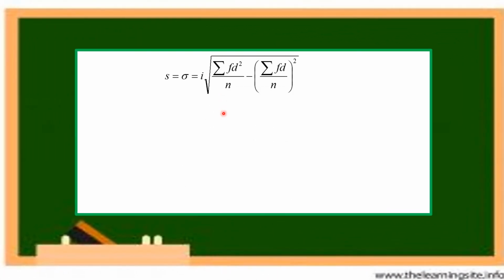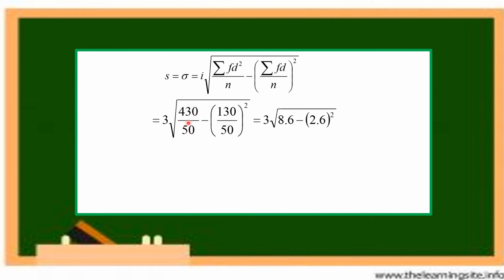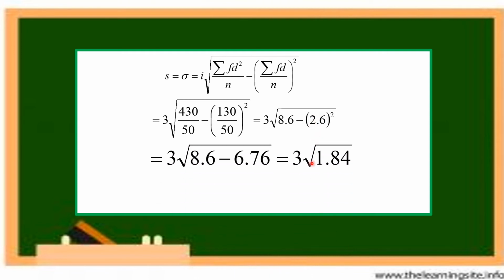So we have the formula. We substitute the given in the formula. First, we divide 430 by 50. The answer is 8 6/10. Then we divide 130 by 50. That is 2 6/10. Then we apply PEMDAS. We'll find the value of the number with exponent. So 2 6/10 squared is 6 76/100. Then we will use subtraction. The answer is 1 84/100.